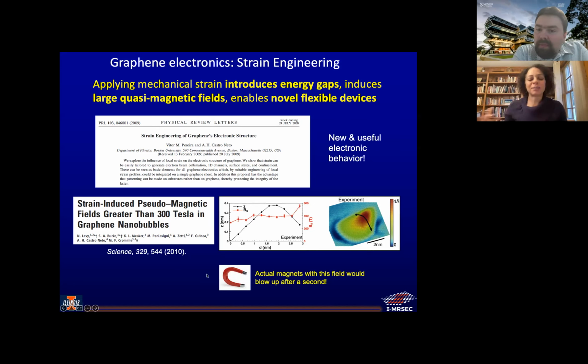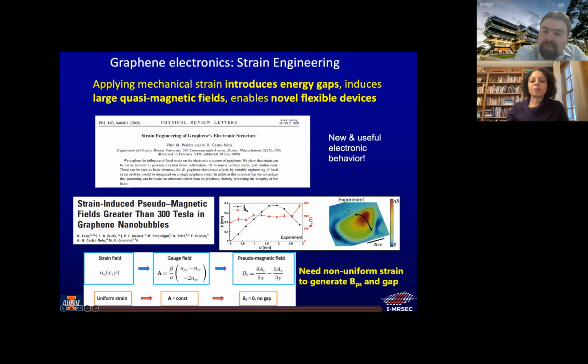And of course, as most experimentalists know, we can't access fields like this in the lab. Any actual magnet at this size would become unstable. The wires would also vibrate until basically the whole thing just blew up after much less than a second. So the fact that you can see the effects of 300 Tesla in this case shows you how interesting it is to strain these materials and get these really new behaviors.